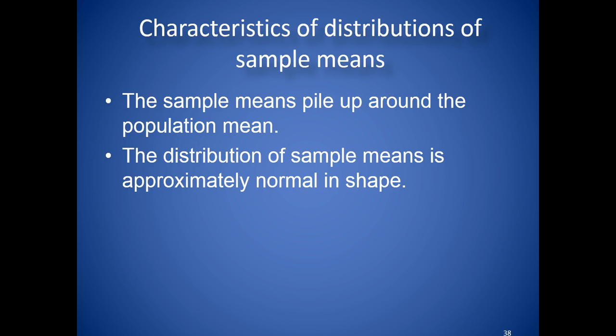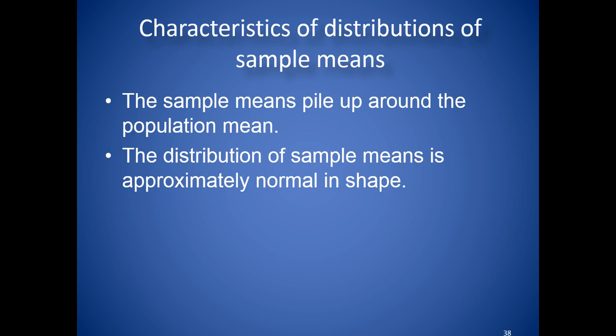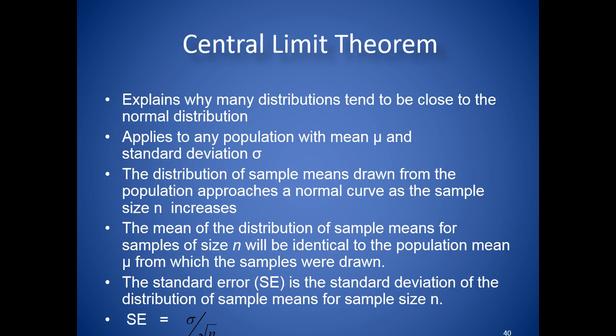The sample means pile up around the population mean, and the distribution of sample means is approximately normal in shape. That is the characteristic of the distribution of sample means. So here's an illustration of what sample means is all about. Everything piles up in the mean, in the middle. And there is a simplicity in this diagram because it shows you that the distribution of sample means is approximately normal in shape, and the sample means pile up around the population mean. So this is what this graph is all about.